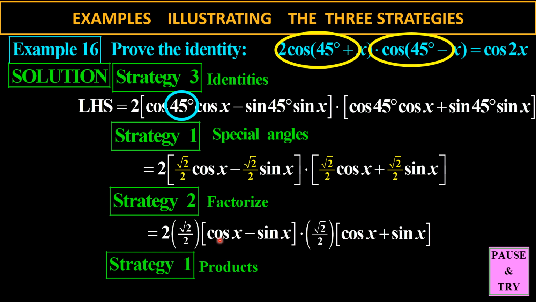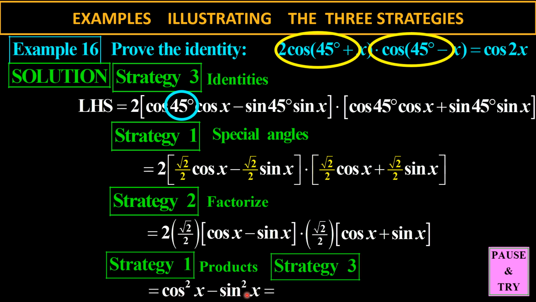Then if I multiply out cos x minus sin x with cos x plus sin x, I end up with cos squared x minus sin squared x. And what do you know about cos squared x minus sin squared x? That's right, that's strategy 3. That's an identity, and that identity is cos of 2x. Now we notice cos of 2x is my right-hand side. So again, I've proved that the left-hand side is equal to the right-hand side. So we've proved this identity.